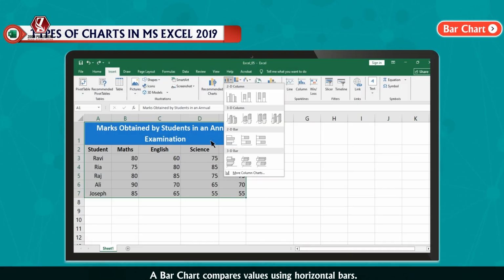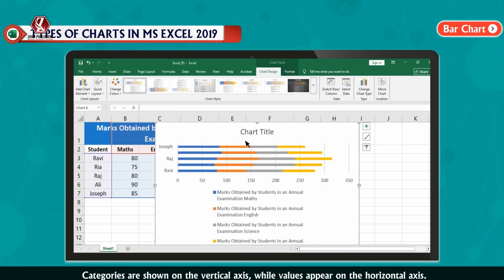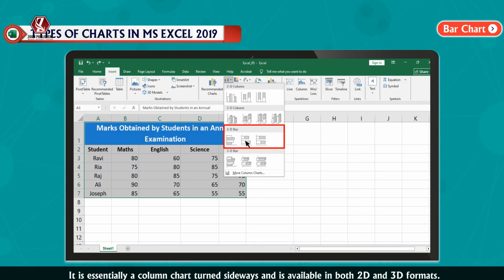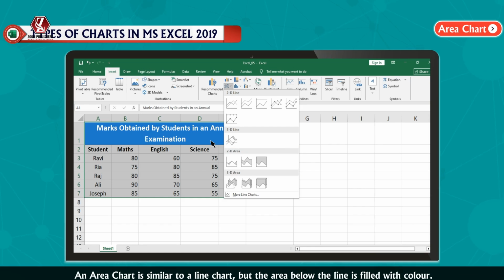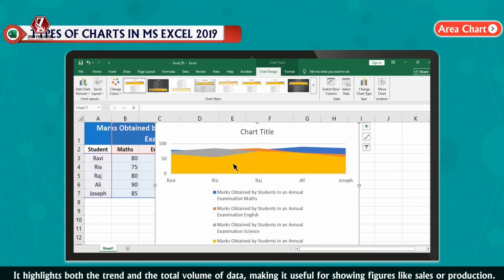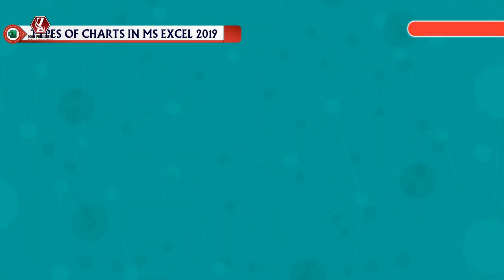Bar chart. A bar chart compares values using horizontal bars. Categories are shown on the vertical axis, while values appear on the horizontal axis. It is essentially a column chart turned sideways and is available in both 2D and 3D formats. Area chart. An area chart is similar to a line chart, but the area below the line is filled with color. It highlights both the trend and the total volume of data, making it useful for showing figures like sales or production.